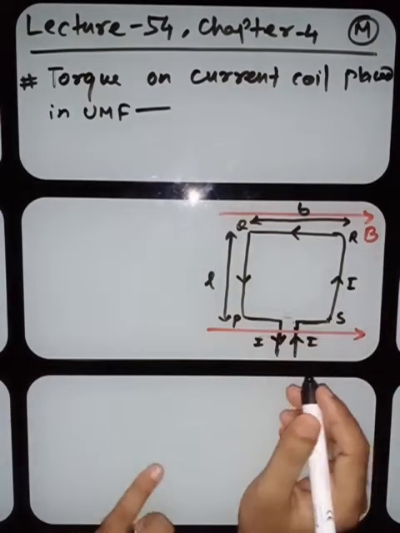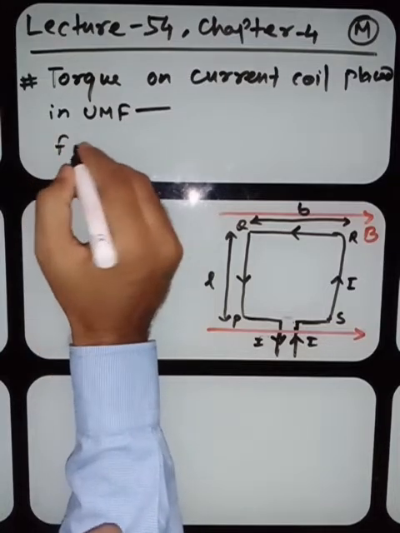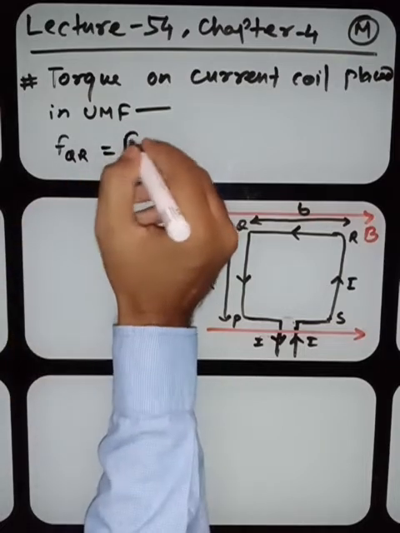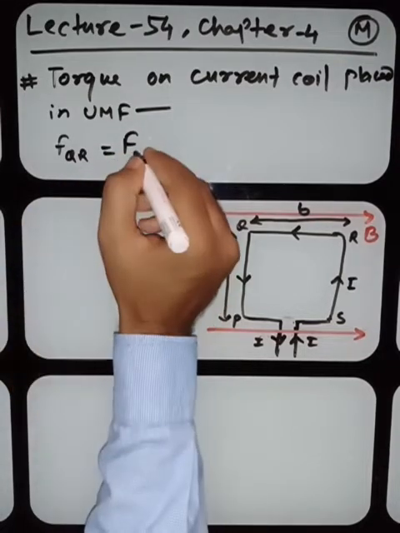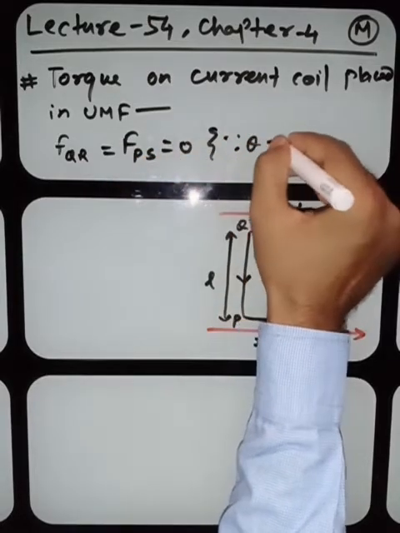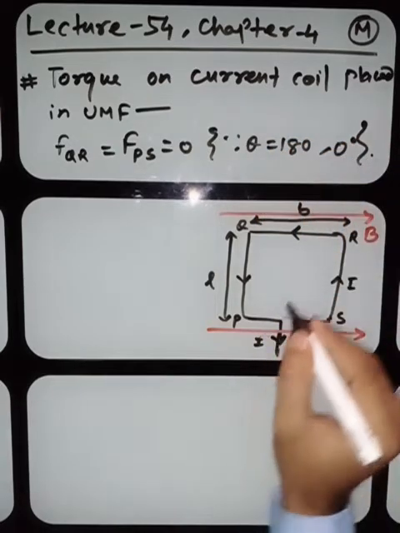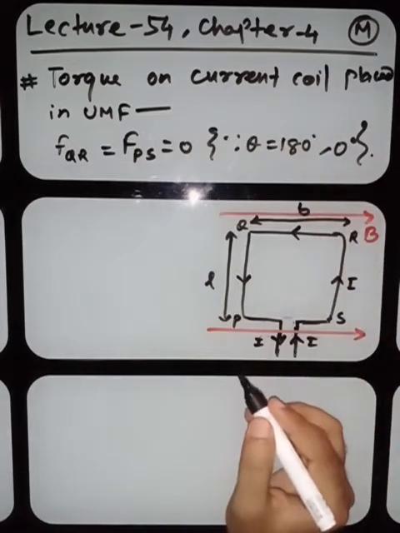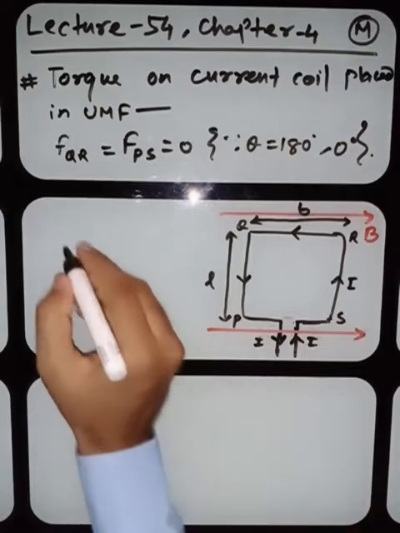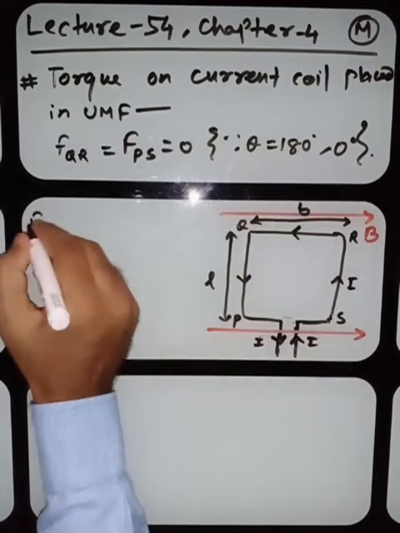But we know the force on QR and force on PS will be 0. Why, my dear students? Since theta is either 180 degrees or 0 degrees with the magnetic field, and parallel or anti-parallel conductors never experience any force. Force on PQ. Okay, let us find the force on PQ.